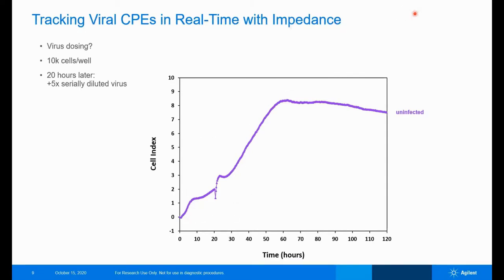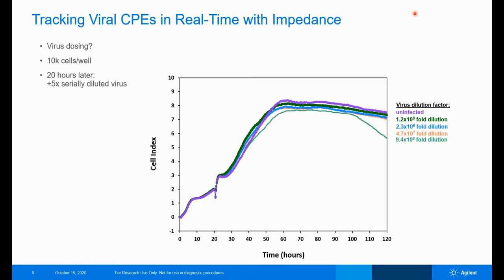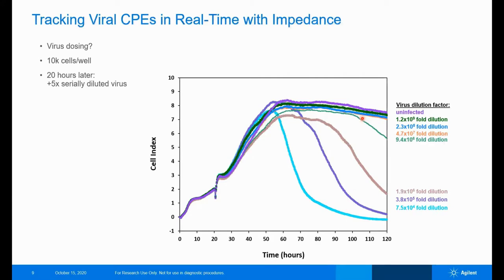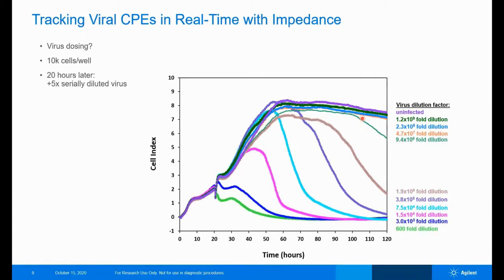So what does this look like when we infect the cells with virus? I'll move from very low concentrations to high concentrations of the virus. So initially, we don't really see much impact on impedance at all. By the time we get to about a 9 million-fold dilution of the virus, we're beginning to see a cytopathic effect reflected by this drop in impedance, and that becomes more severe as the virus concentration is increased. So very clearly, there's a dose dependency to this.